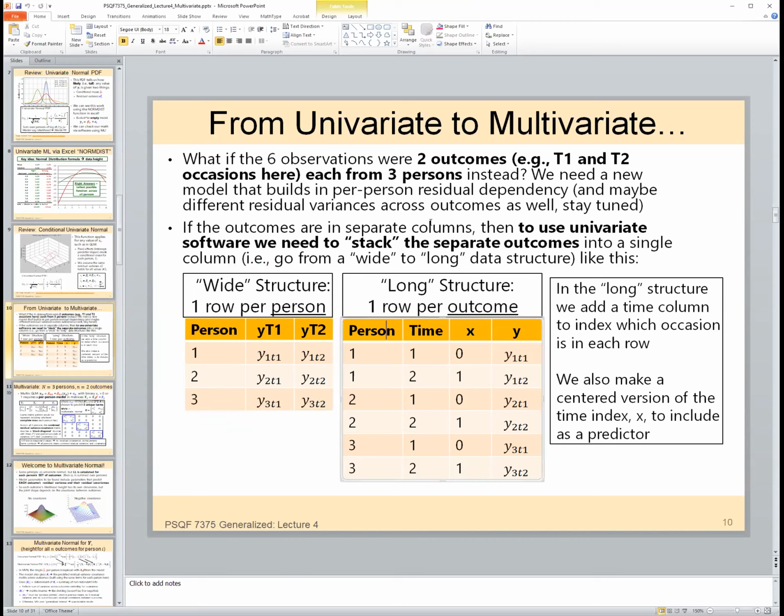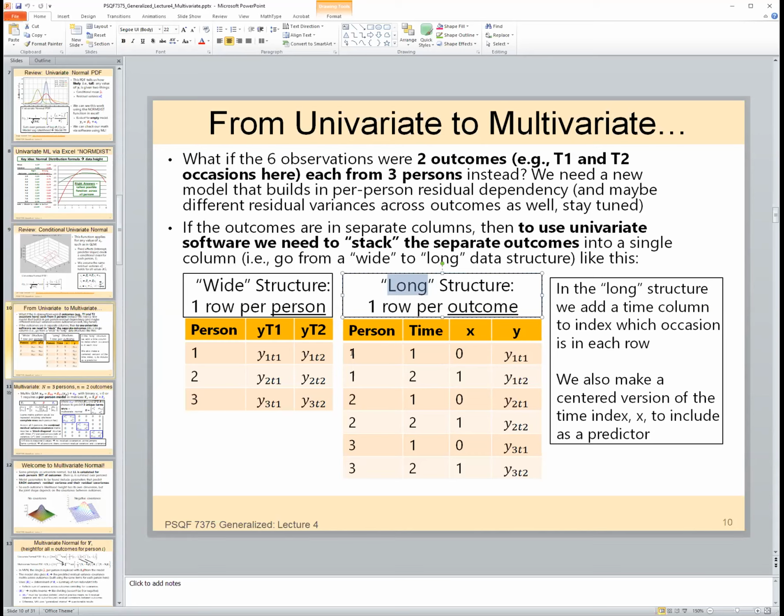And this process is known colloquially as stacking. It's also known as reshaping. That's the command in Stata by which to do this. I'll show you how to do it in both of the programs in the example. And this is what's known as long format. More generally, a row is the lowest level of sampling.